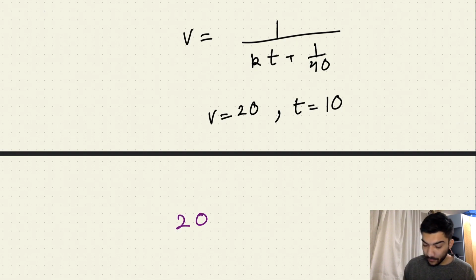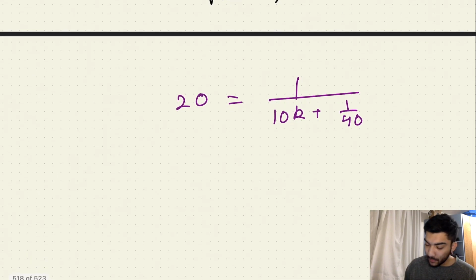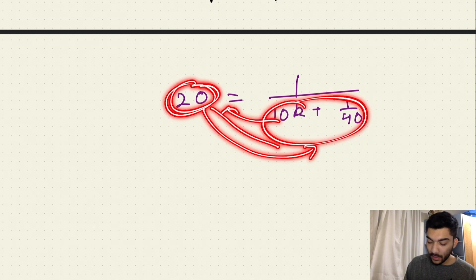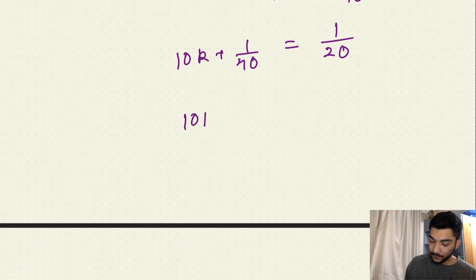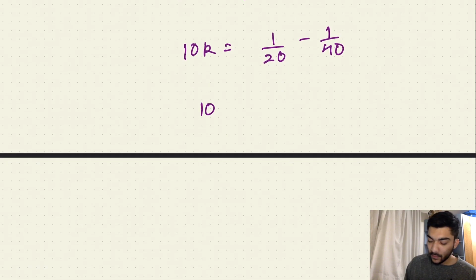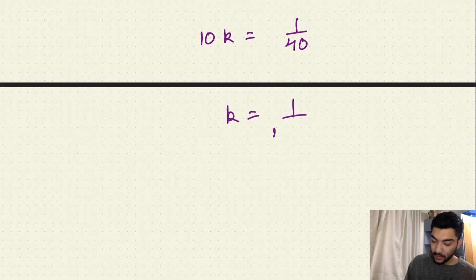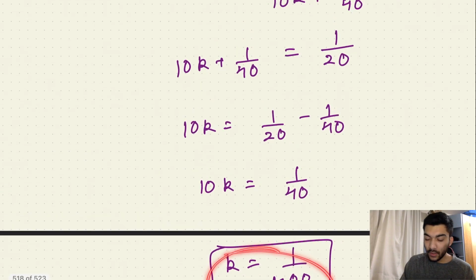We have been given that when v is equal to 20, so 20 equals 1 over 10k plus 1 by 40. Let's simplify this down. So we can move this expression to this side and this expression to this side. So it would be 10k plus 1 over 40 equals 1 over 20. So your 10k would be equal to 1 over 20 minus 1 over 40. 10k is equal to 1 over 40 again. So k would be equal to 1 over 400 in this case, right? So we have got the value of k.